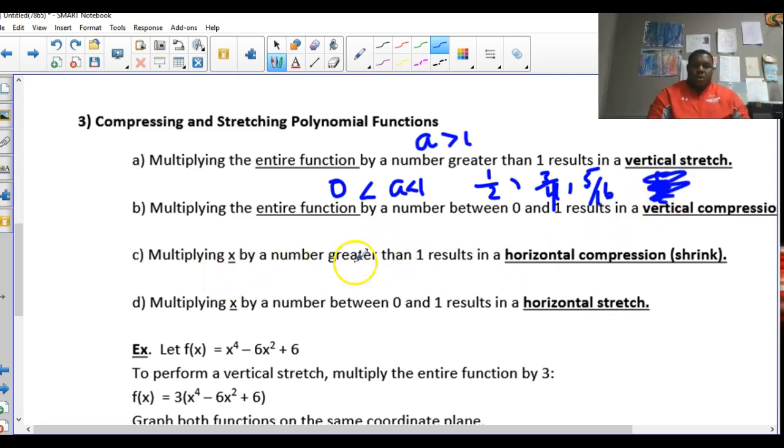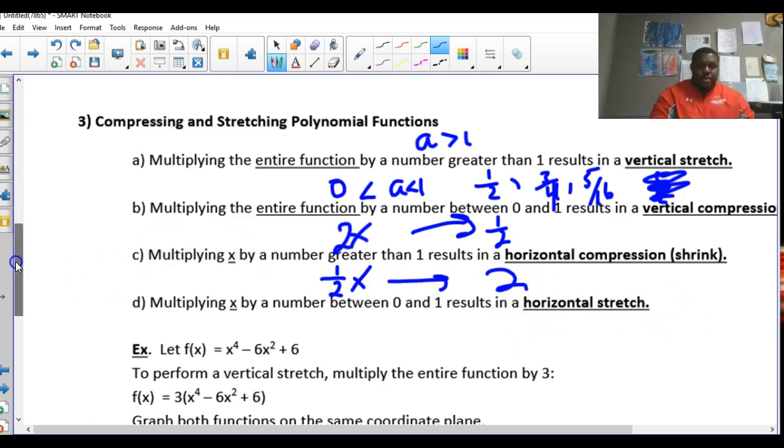For horizontal compression, remember, you have to do the reciprocal. Multiplying x by a number greater than 1, let's say 2x, gives me a shrink by 1/2, so you do the reciprocal. If I wanted a horizontal stretch, I would pick a number between 0 and 1, a fraction, so you would do the reciprocal of 2. That'll give you your stretch.